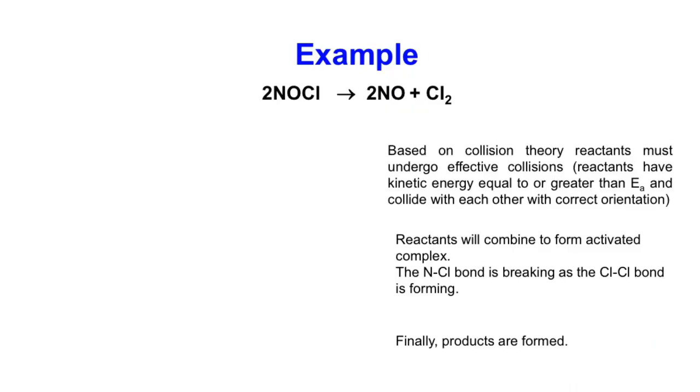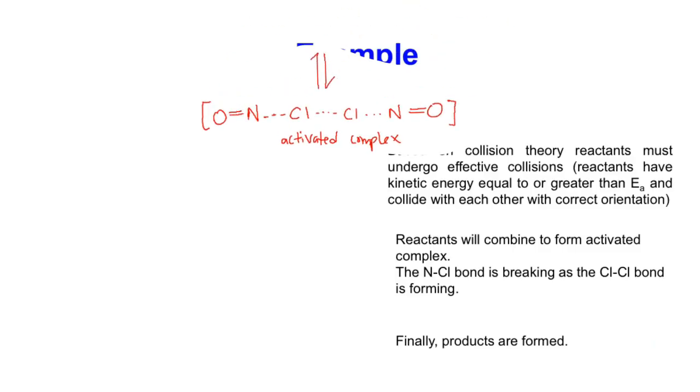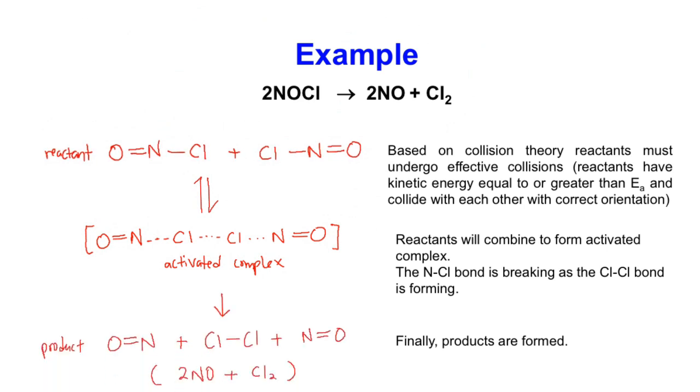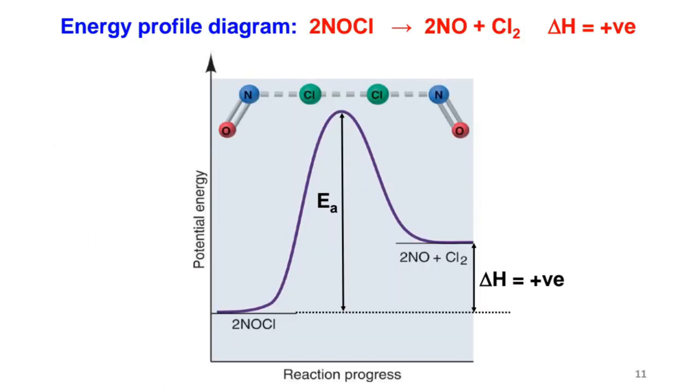For example, an activated complex is formed when an effective collision between two molecules of nitrosyl chloride occurs to form new products. The old N-Cl bonds are breaking and the new Cl2 bond is forming. The activated complex decomposes into products or reactant. The energy involved for this reaction is represented by the energy profile diagram below.